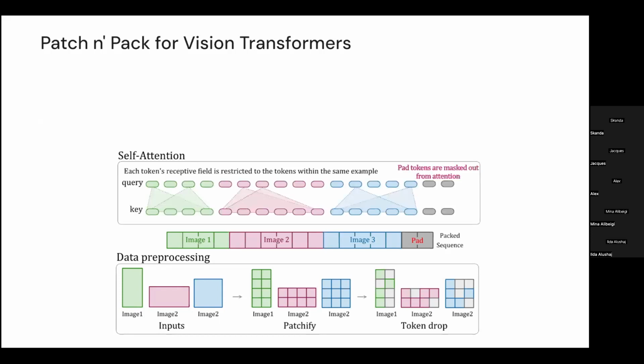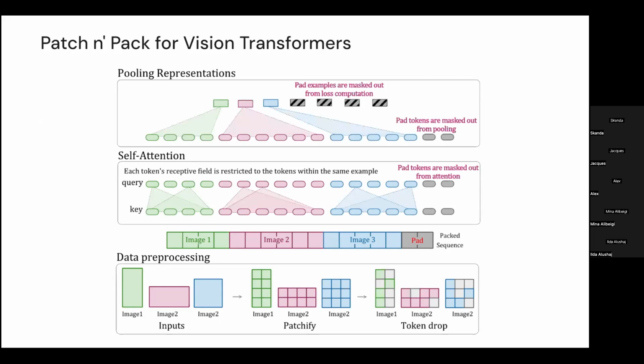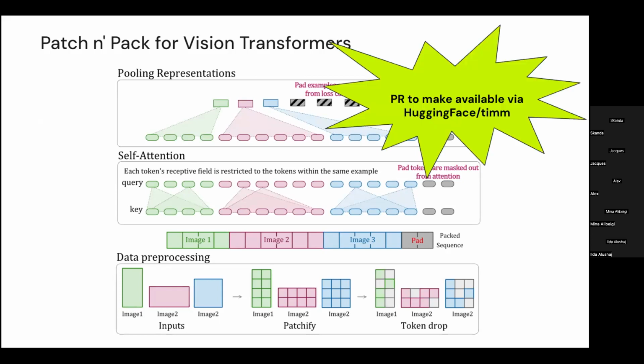Inside the transformer, one needs to make sure that images don't attend to each other. That's straightforward. And then pool the representations appropriately to predict whatever you're trying to predict, either at training or test time. So this we call patch and pack for vision transformers. There's a PR to make it available, till recently, in Hugging Face or Timm. So people can try that if they want to.